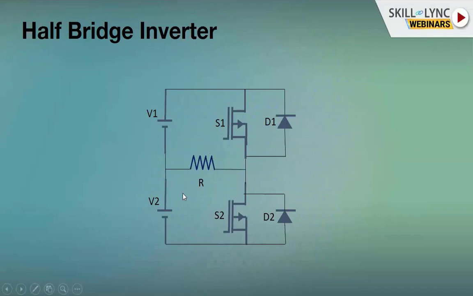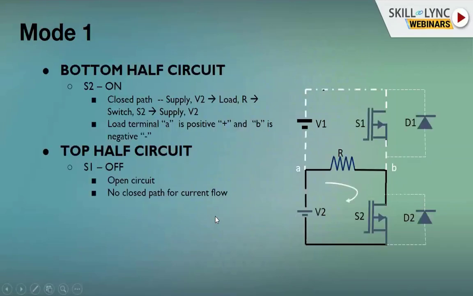And this R, shown over here, is the load circuit, a resistive circuit. Initially, we would go through the resistive load, and then we will move on to RL load. So we have two switches, two DC supplies and two diodes. Now this has two different modes of operation. Since there are two switches, we can split the operation into two working modes: mode 1 when one of the switches is working, mode 2 when the other switch is working.